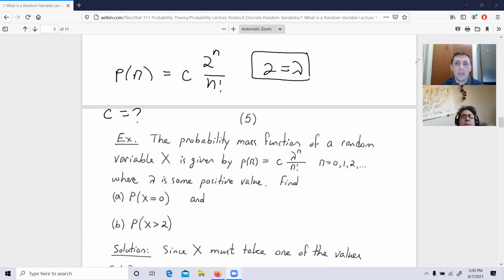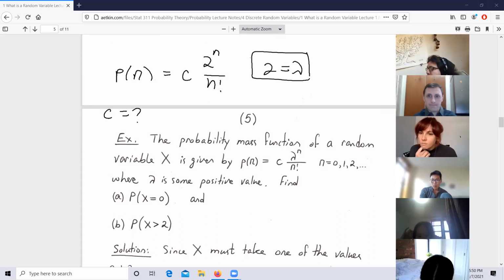Well, I presume the h is the lambda, yes? That's good. Yep, that's very good.